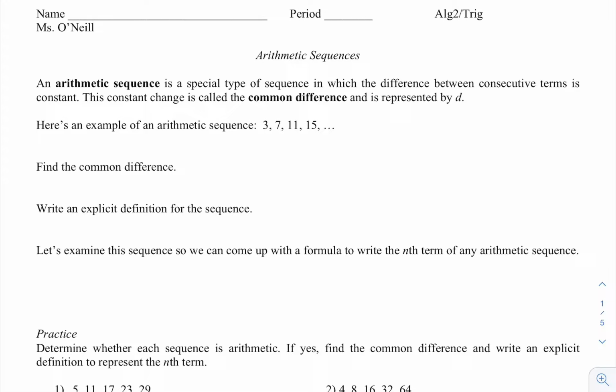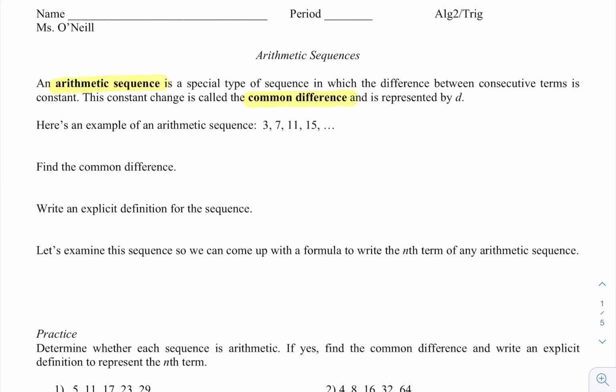Okay, so for this lesson, we're going to be talking about arithmetic sequences. A sequence is really just a pattern of numbers. When they take a specific pattern, like you're adding by something over and over, or you're dividing by something over and over again, or you're multiplying by something over and over again, that's when they fit the form of an arithmetic or a geometric sequence.